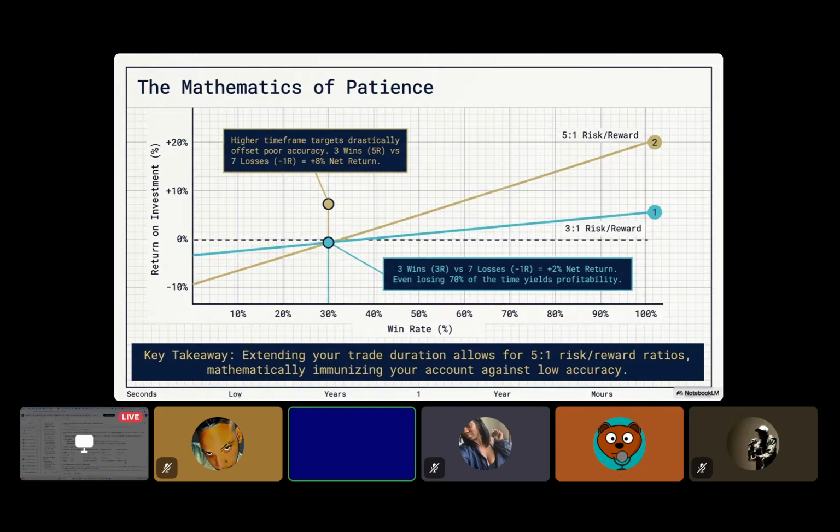So, key takeaway here: extending your trade duration allows for 5 to 1 risk reward ratios, mathematically immunizing your account against low accuracy. The good thing about this method of trading is that it really does do a good job of giving you a good risk reward ratio. It's mapped into the whole system that you're going to get at least a 3R, so 1 to 3 risk reward. Just keep that in mind.